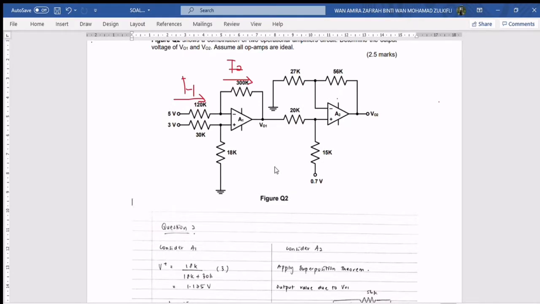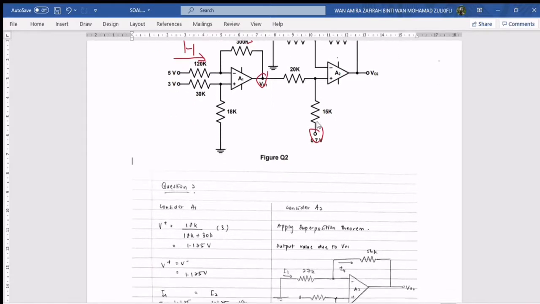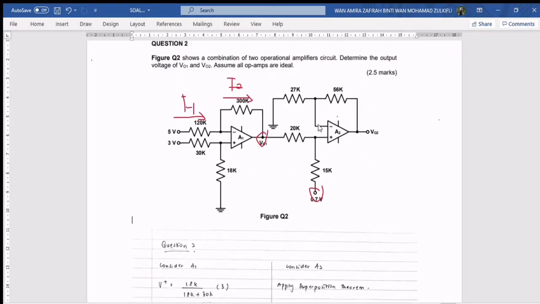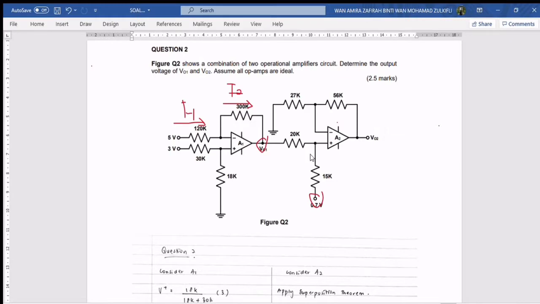Okay, next, let's consider A2. By looking at the circuit, there are two voltages here. So I apply the superposition theorem to find the value of V plus, and using the superposition theorem to find the value of V output 2 here.